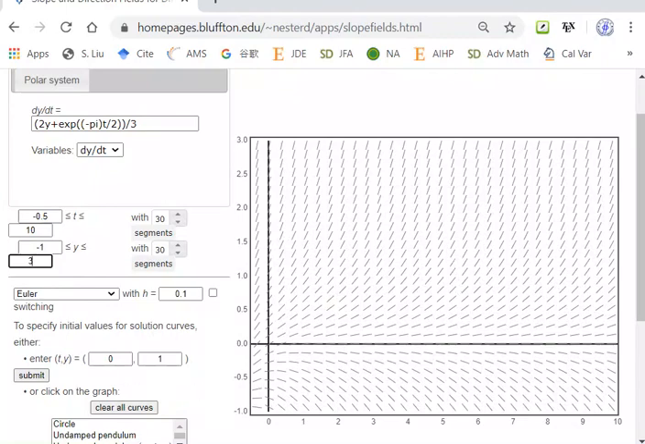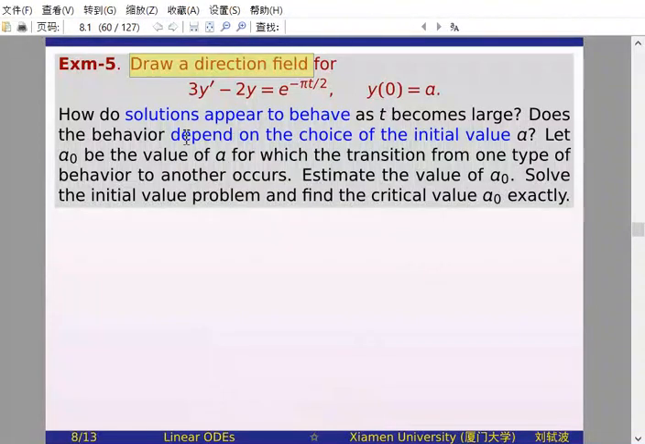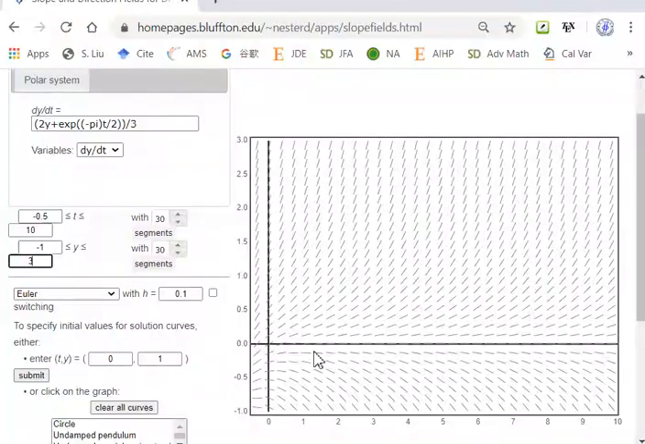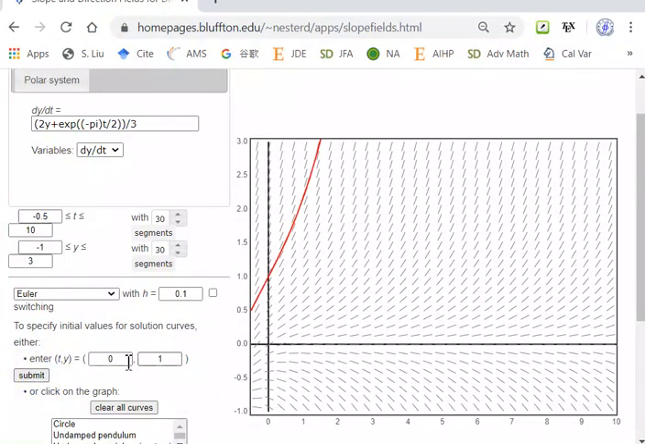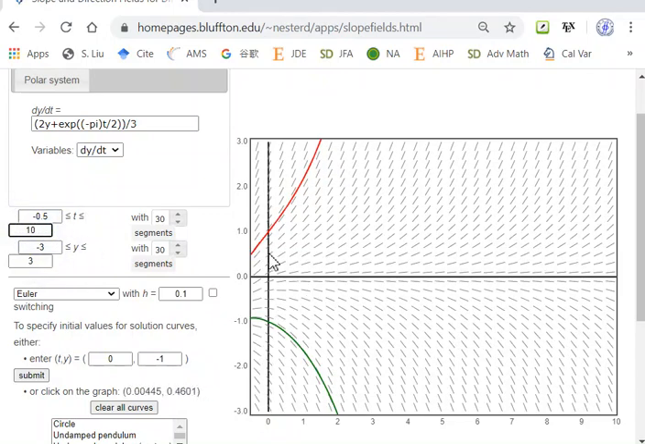So what should we do? We need to determine whether the behavior of the solution depends on the choice of the initial value. So we take several different initial values. So y(0) equals a, where a is 1. This is one initial value, and another is minus 1. You see, the red curve is the integral curve, the graph of the solution, for the initial value a equal to 1, and the green curve is for a equal to minus 1.